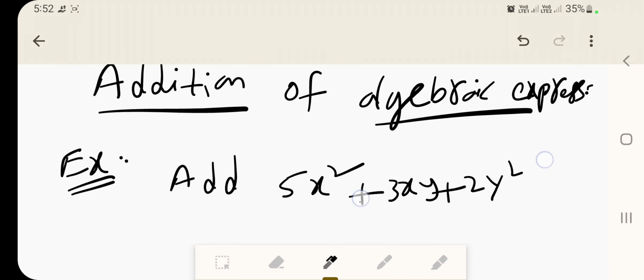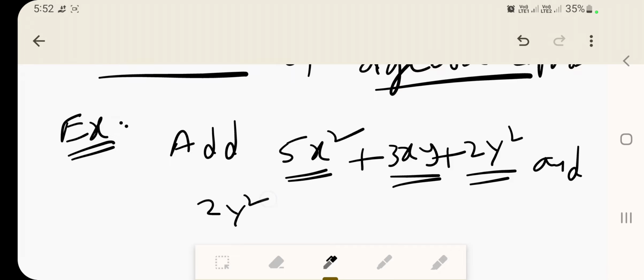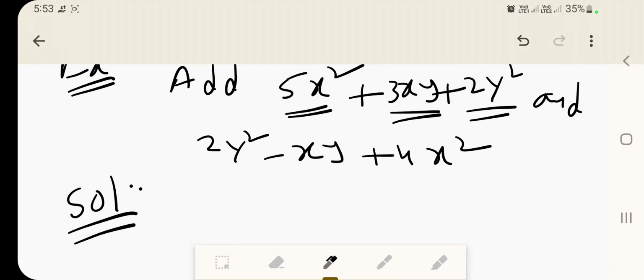5x square is one term, 3xy is one term, 2y square is one term. So overall it is an expression. 5x square plus 3xy plus 2y square is an expression. They are asking to add this expression with 2y square minus xy plus 4x square. So two expressions are given and we are asked to add them.